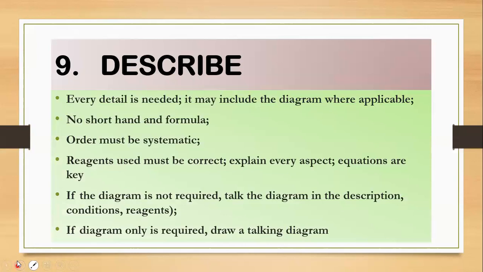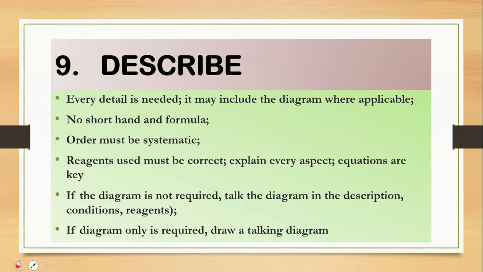Next, let's look at another important action verb, which is describe. In these numbers, the best of practical chemistry is brought out. For those people who have been doing these simple experiments, yes, things will flow very well. So what should you do in such a number? Write down every detail, including diagrams where applicable.